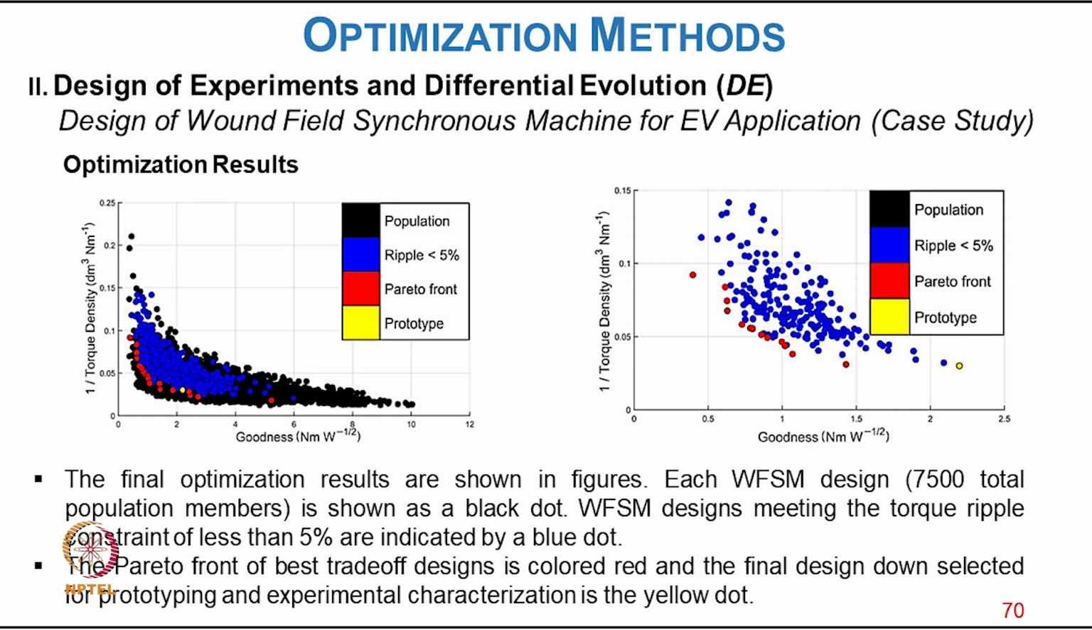The final optimization results are shown in the figure. Each WFSM design, 7,500 total population members, is shown in black, and WFSM designs meeting the torque ripple constraint of less than 5% are indicated by blue dots, and the Pareto front of the trade-off designs is colored red, and the final design selected for prototype and experiment is the yellow dot.